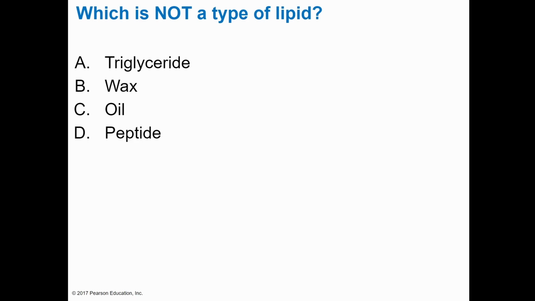And here let's try a sample question. Which is not a type of lipid? The answer is peptide. So peptide is a small protein, but triglycerides, waxes, and oils, those are lipids.